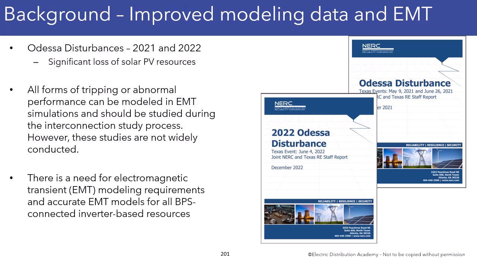So what NERC has been coming to the conclusion is that these types of events and all forms of tripping or abnormal performance can be modeled in EMT simulations and should be studied during the interconnection study process so that they can be identified before plants are put in service. However, these studies are not widely conducted. So NERC said there is a need for electromagnetic transient modeling requirements and accurate EMT models for all bulk power system, BPS, connected inverter-based resources.